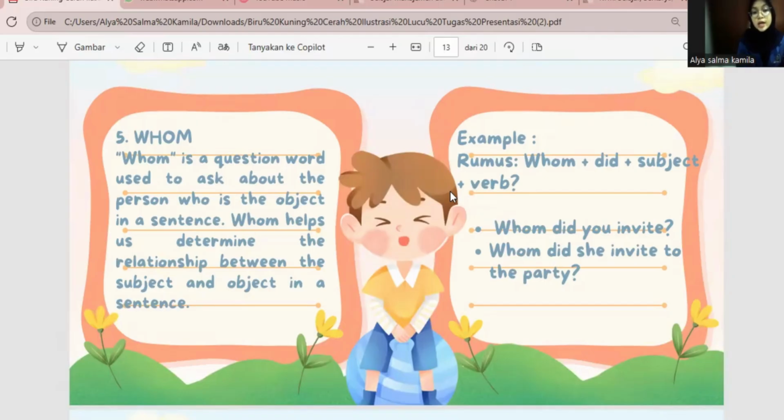Whom is used to ask about the person who is the object in a sentence. Whom helps us determine the relationship between the subject and object in a sentence. The formula is whom plus did plus subject plus verb. Example, "Whom did she invite to the party?" She is the subject and whom is the object, the person being invited. In informal English, people often say, "Who did she invite?" But "Whom did she invite?" is grammatically more correct and formal.